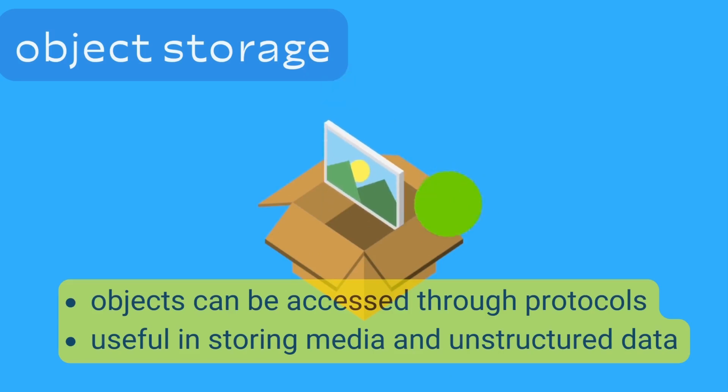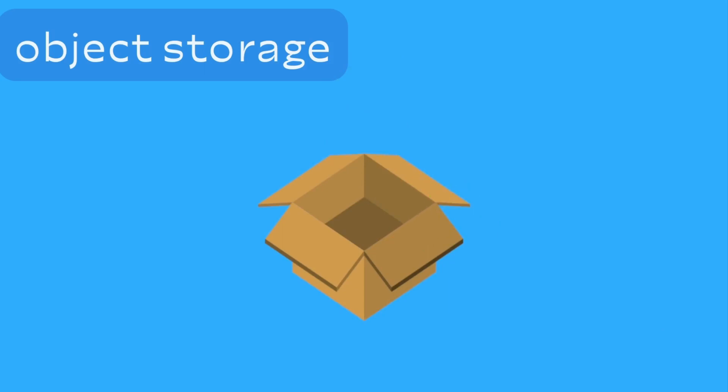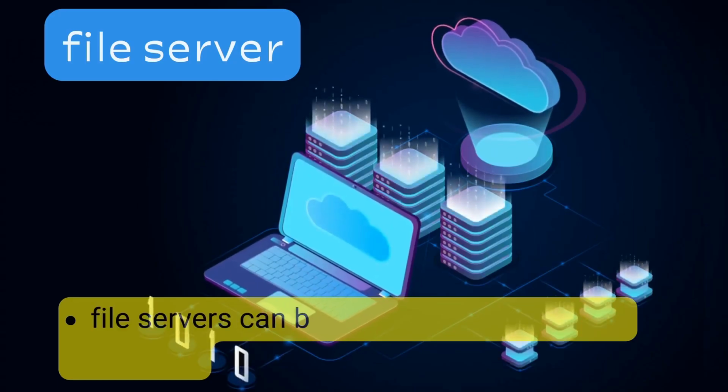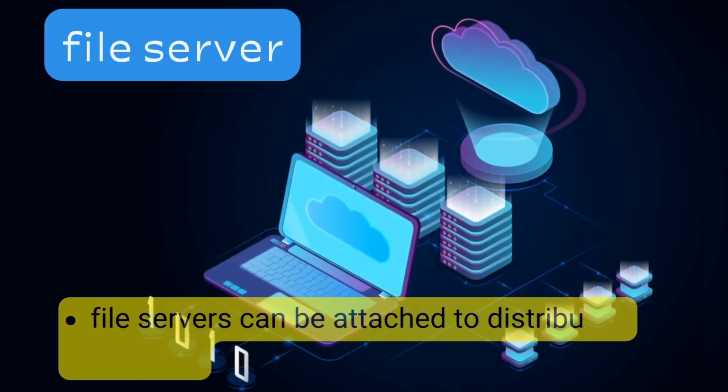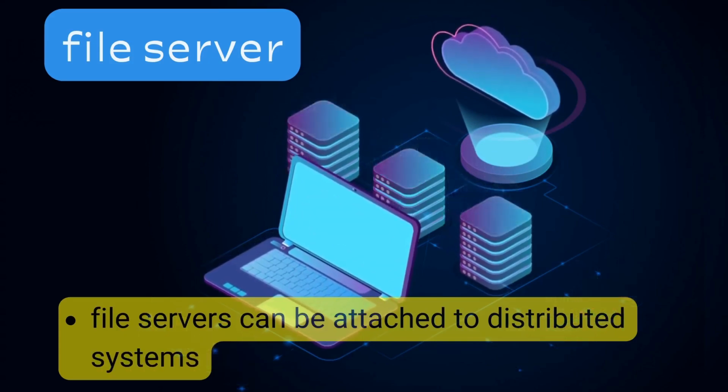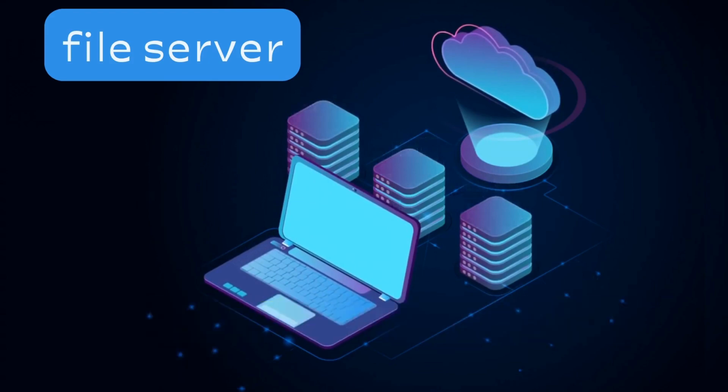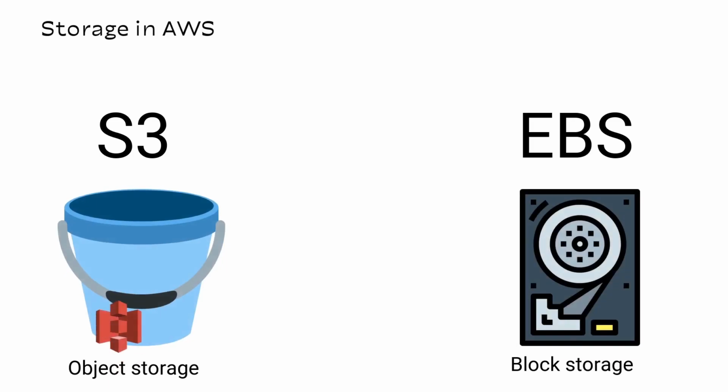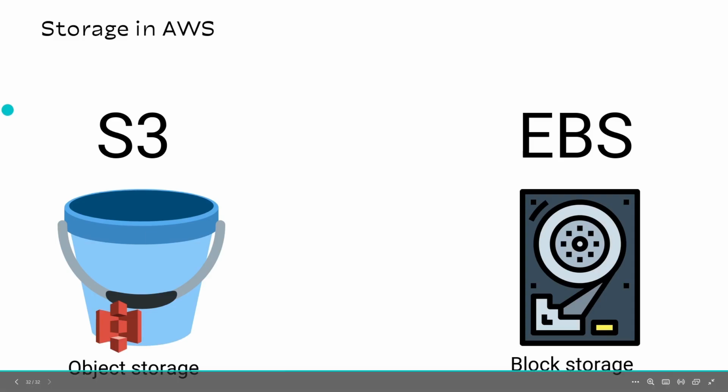And the third is file storage, where you can attach a network file server or network file system and server message blocks. So this is usually, when in your home office you attach a file server, then it is kind of a network file storage. Now this is the key difference between block storage and object storage. EBS, or Amazon Elastic Block Store, is a block storage, and Amazon Simple Storage Service, or S3, is an object storage.